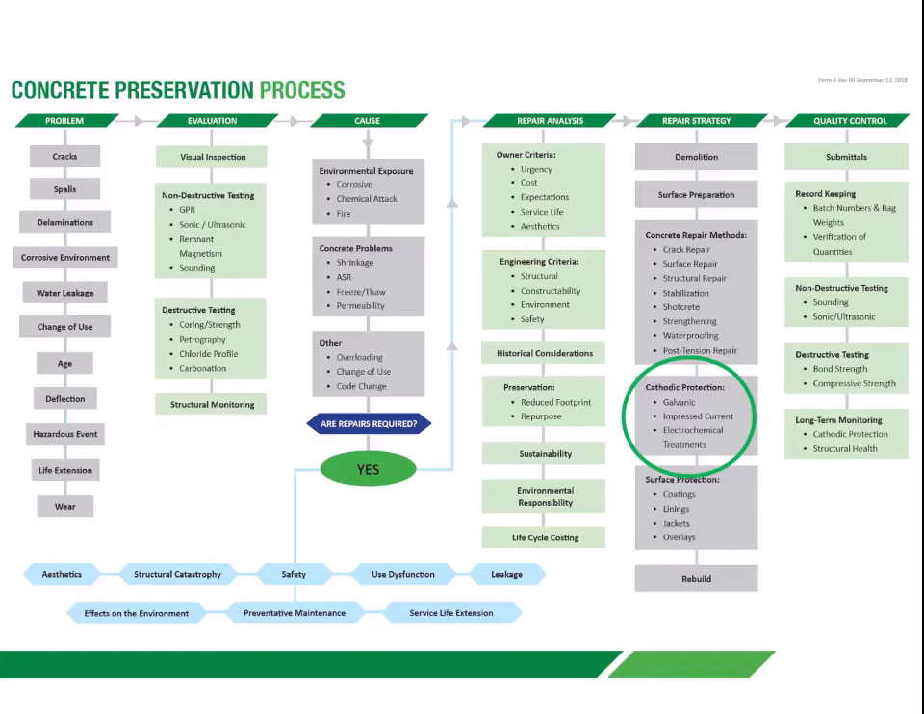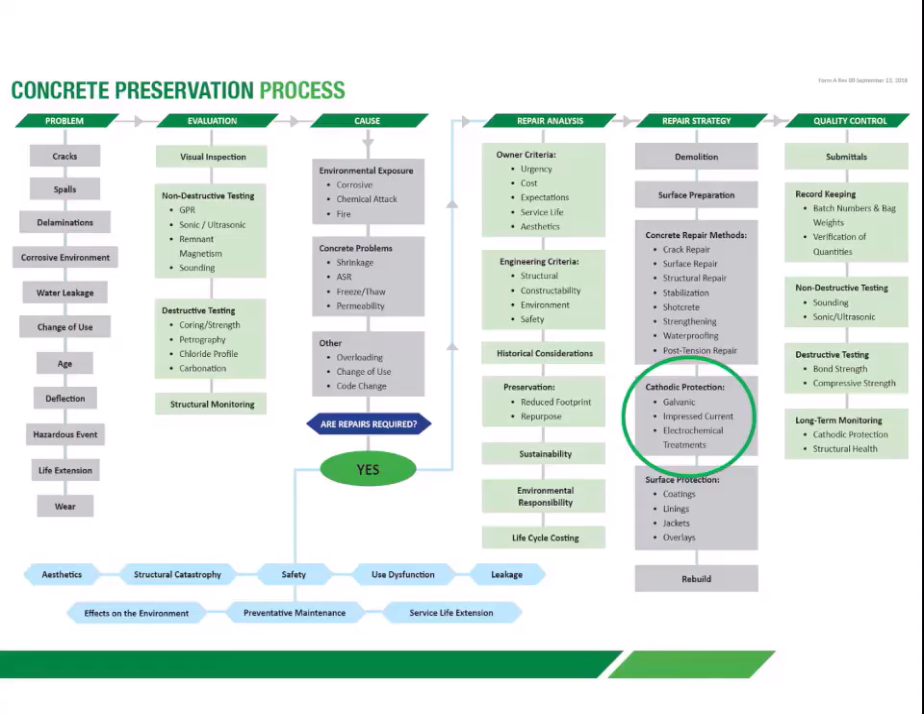And so in terms of the overall concrete repair process or concrete preservation process, where does this fit in? You start at the beginning of the process with a problem, usually something that's visually obvious. You'll do some evaluation. You'll move to determine what the cause of the problem is. You'll come down to determining whether you need to do repairs or not. If you do decide yes, then you will continue to do repair analysis and you'll develop your repair strategy. And then once you have your repair strategy, you're going to go out there and do it in the field.